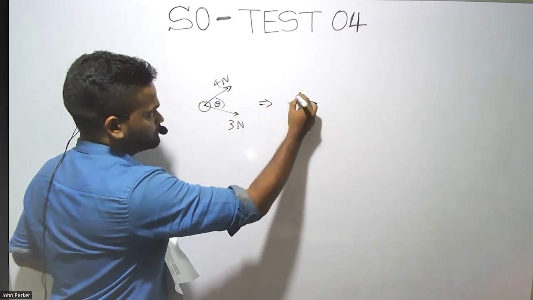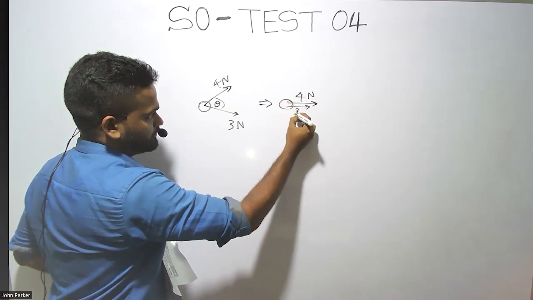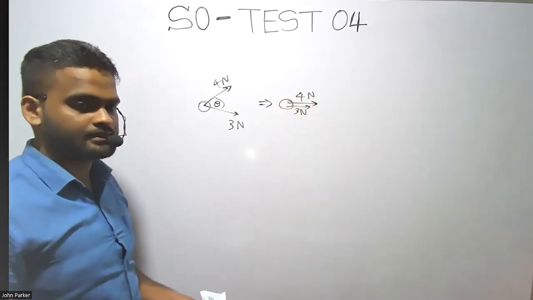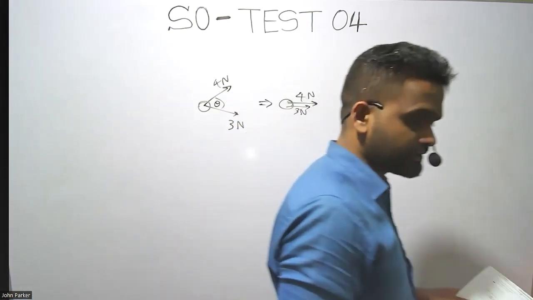So you have to form both forces to the same side. Then you get the maximum. That is 4 plus 3, 7 Newton. Answer is the third one.